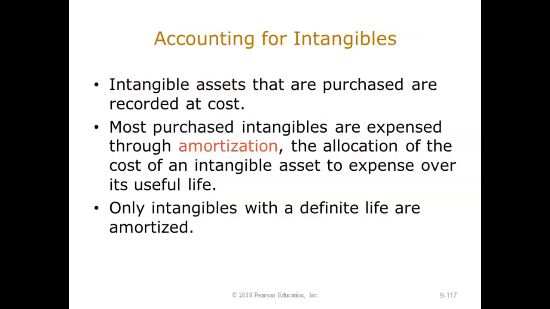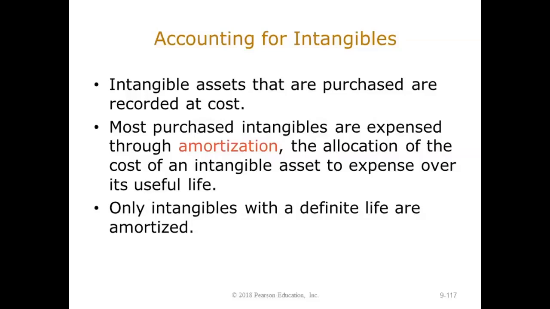Now, with intangible assets, they mention they're purchased and recorded at cost. There's no doubt about that. Most of the purchased intangibles are expensed through something called amortization. This amortization is the allocation of the cost of the intangible asset to expense over its useful life. So for physical assets, we've got depreciation. For intangible assets, we're using amortization. And for depletion, we're using depletion expense. These are all the same type of expenses for allocating the cost of the asset to expense over its useful life.